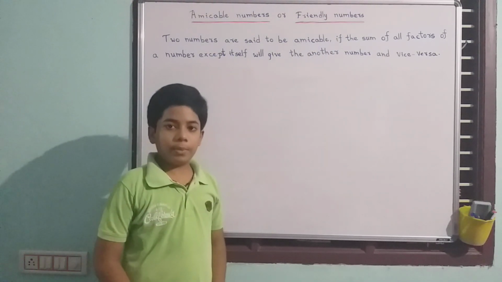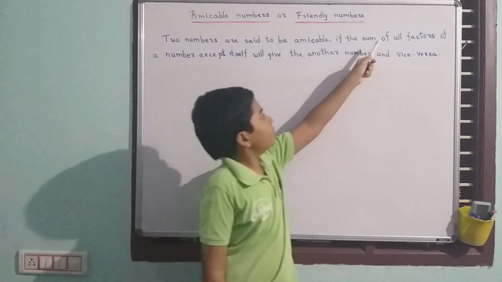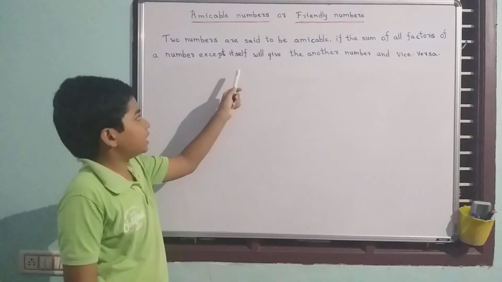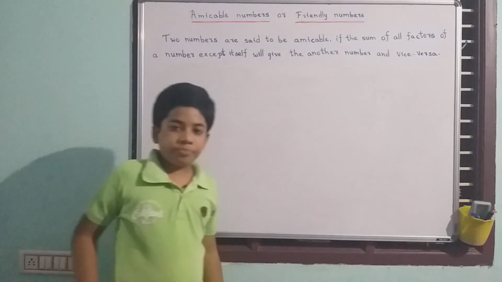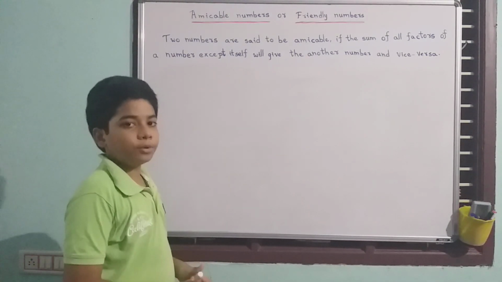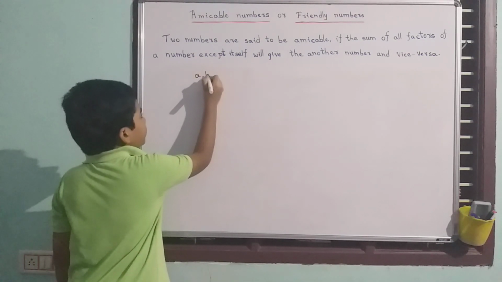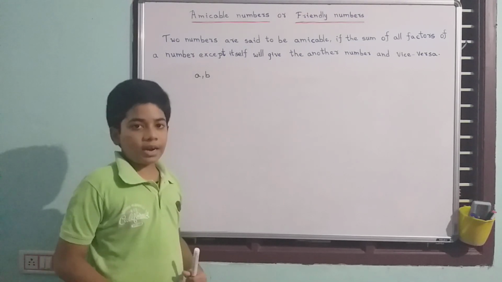What are amicable numbers? Two numbers are said to be amicable if the sum of all factors of a number except itself will give the other number and vice versa. Let A and B be any two numbers. First, we have to write all the factors of A.